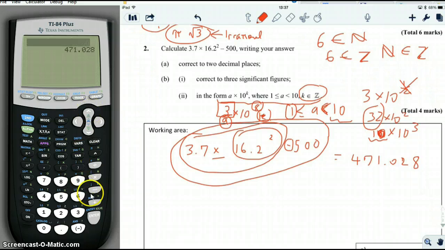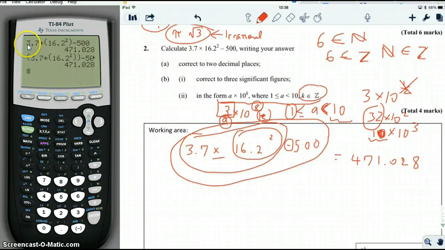Now, what if we had put parentheses? Because we want 3.7 times 10 to the 16.2 to happen first, right? 16.2 squared to happen first. Or we want it to happen before the subtract 500. So I'm going to write it more specifically. I'm going to insert parentheses there, and then I'm going to put a parentheses after the 16.2 squared. Okay. And I still get that.